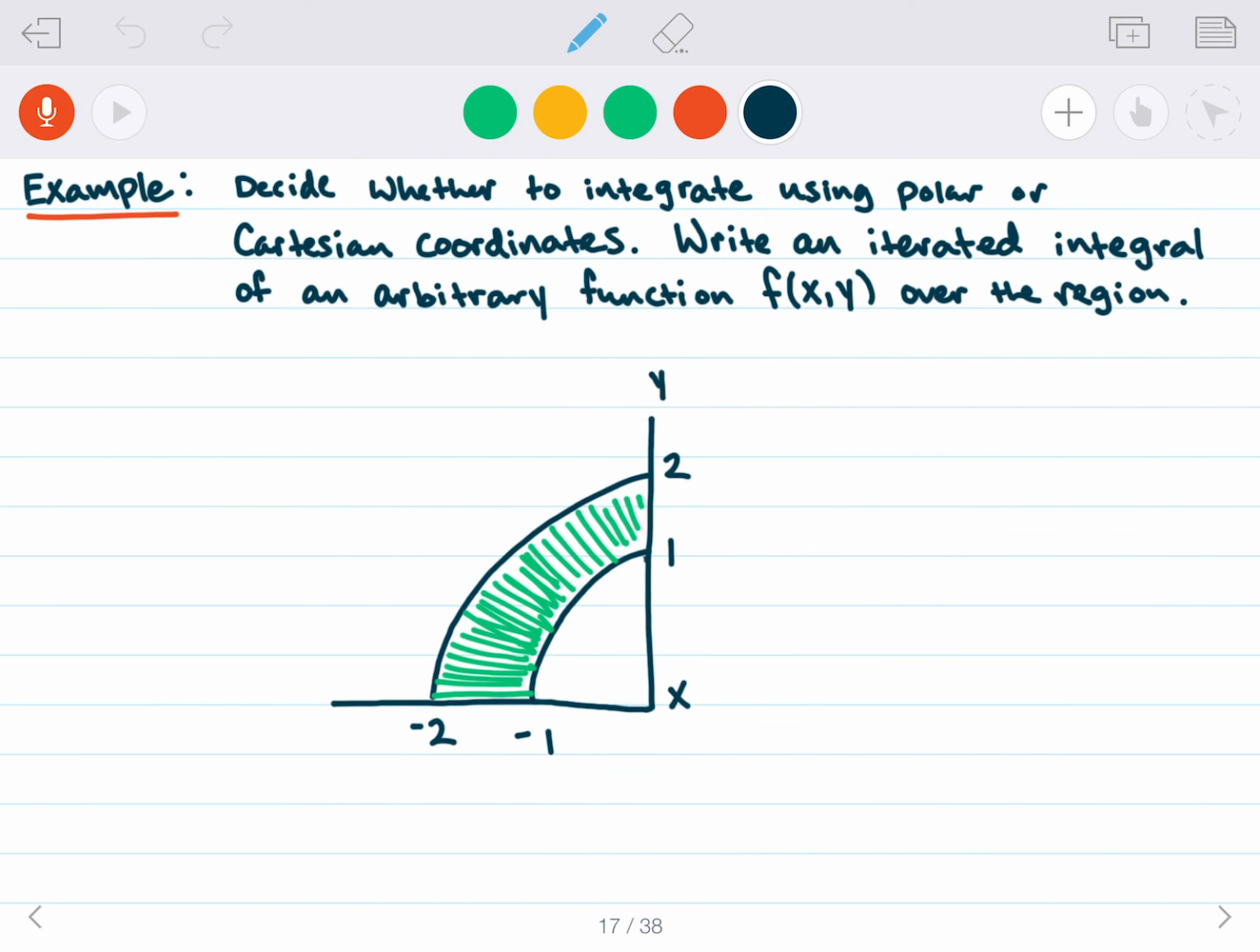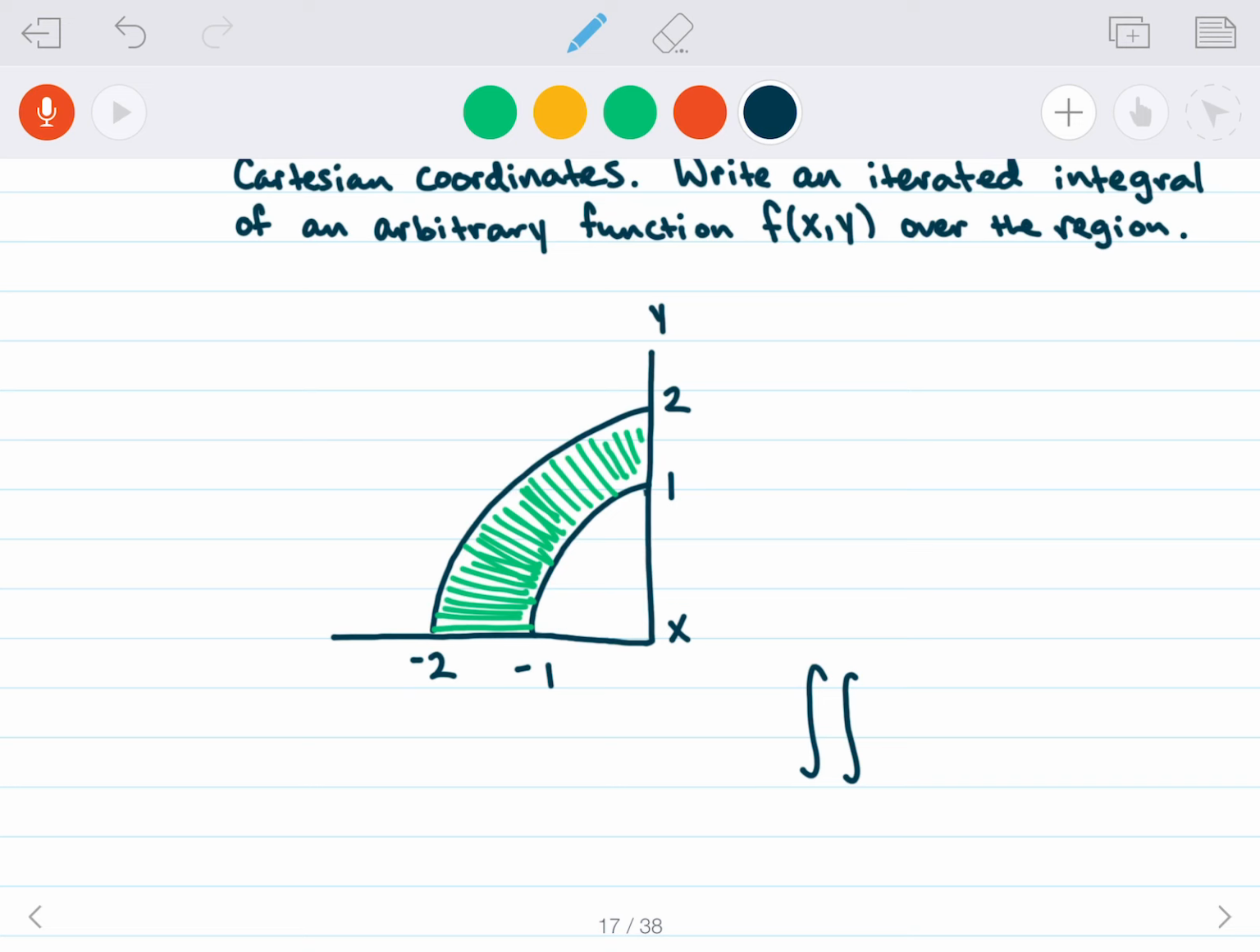All right, so should we use Cartesian or polar coordinates for this integral? Well, we have some curve to it. We have arcs, so that tells me that we should use polar coordinates. Okay, so we are going from r equals what? Well, it looks like we're starting right here at r equals 1. So starting at a radius of 1, ending at a radius of 2. So we're going from 1 to 2.